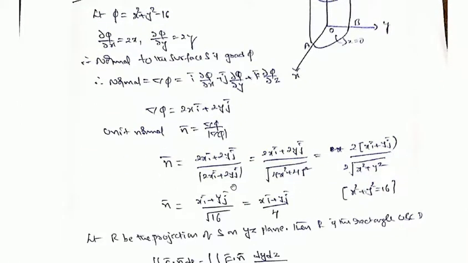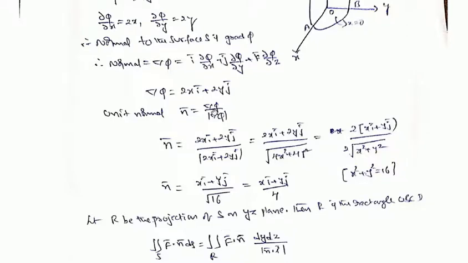Now similarly we have to find the unit normal vector. What is the unit normal vector? n bar is equal to del phi by modulus of del phi. Therefore n bar is equal to (2x i bar plus 2y j bar) divided by its modulus.